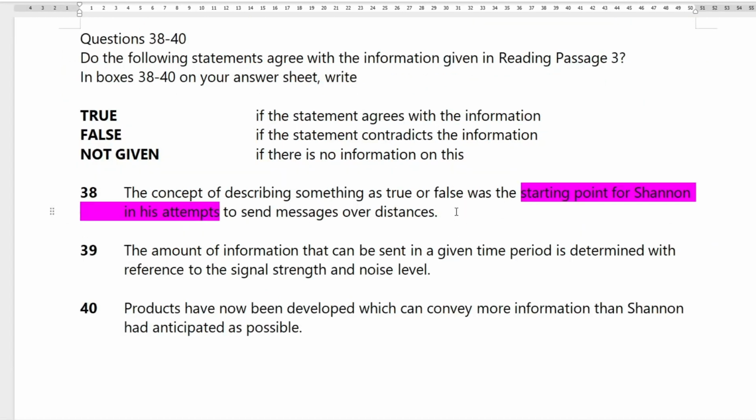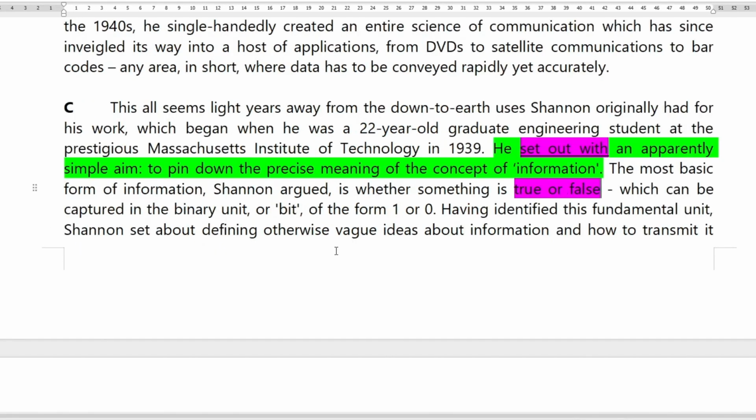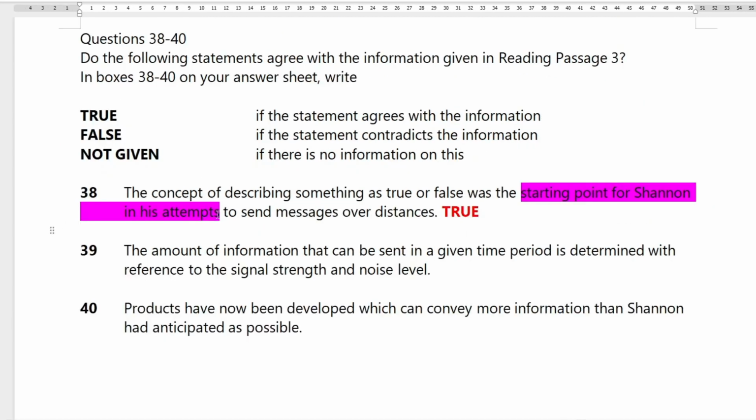I think that's true here. Let me just write that normally. Because he says that he set out with an apparently simple aim to pin down the precise meaning of the concept of information, the most basic form of information. Shannon argued is whether something is true or false, which can be captured in the binary unit. Starting point is that he set out with. So yeah, that's true. That's why.